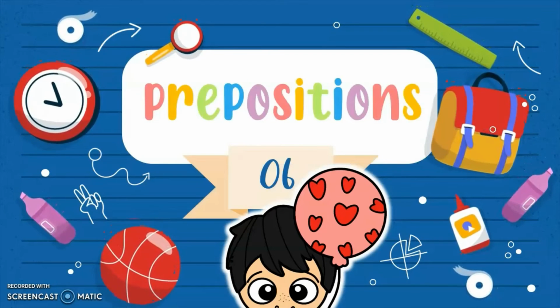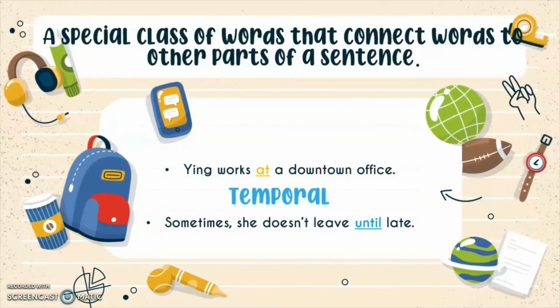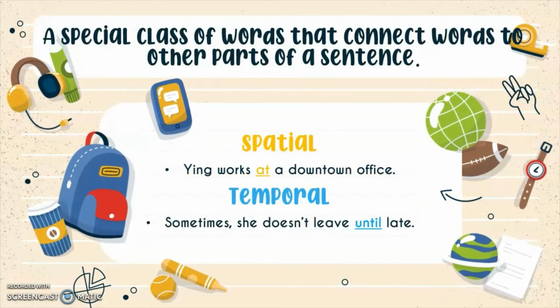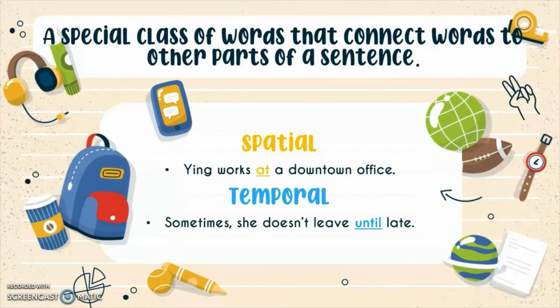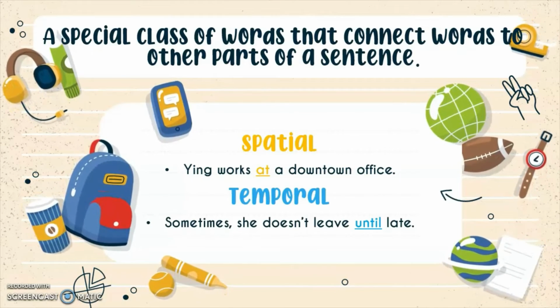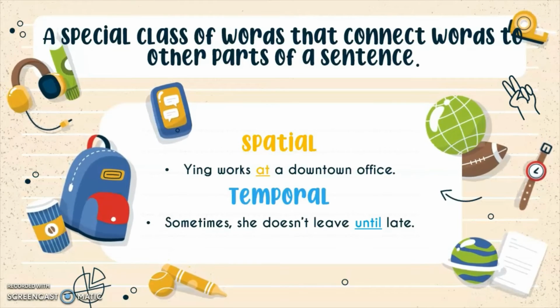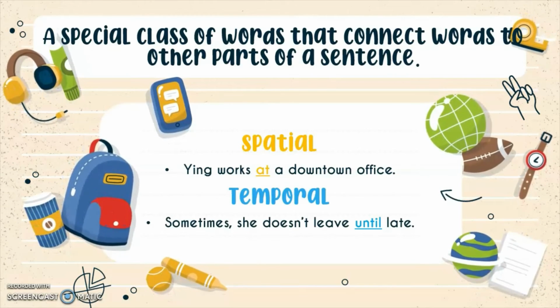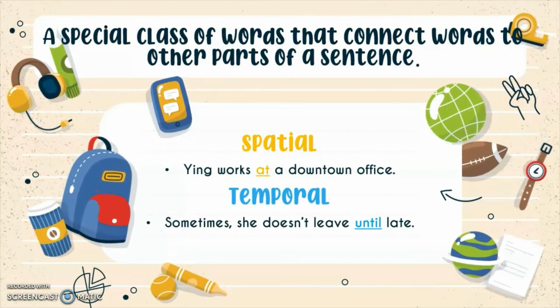Number 6, prepositions. Prepositions are another class of words that connect words to other parts of a sentence. For example, spatial, as in Jean works at a downtown office, and temporal, as in sometimes she doesn't leave until late.